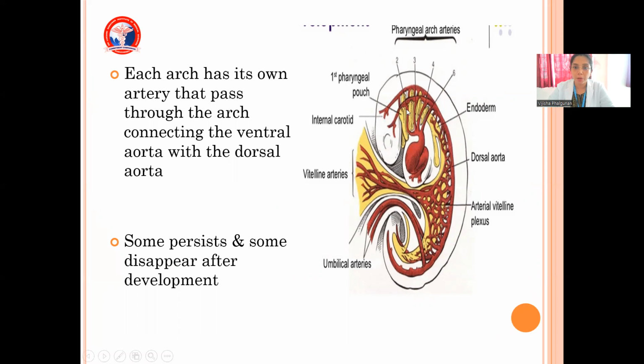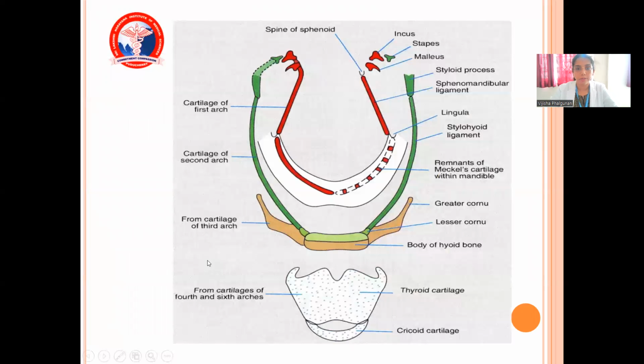Meanwhile, what happens? Each arch will have its own artery. I have already mentioned each pharyngeal arch will have its own artery, which is connected ventrally with the developing pericardium, or the heart, and dorsally with the dorsal aorta. See here, that is how these are connected with each other. Most of them will obliterate, few of them will persist. So some persist and some disappear after development.